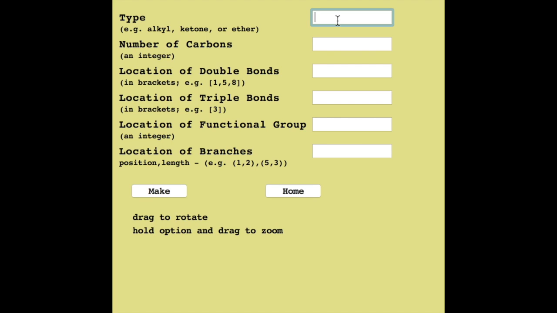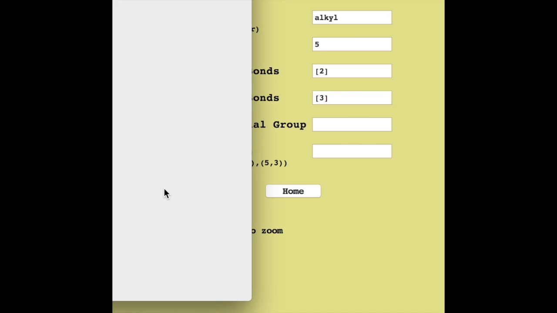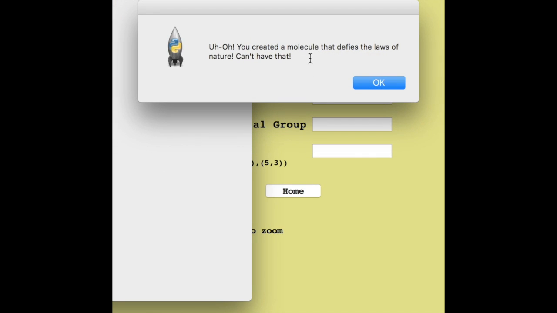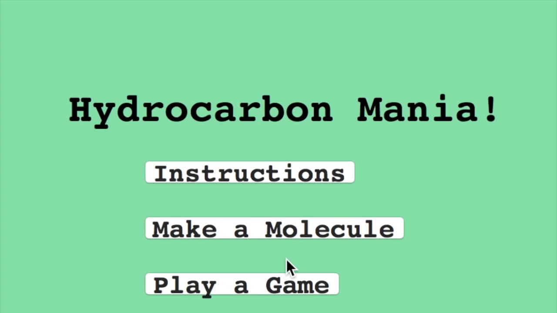And then we're going to see what happens when we try to make a pentyne that just has a double bond of the second and a triple bond of the third, which is actually an illegal molecule because that would have 5 bonds. So you just get this little error message here, and then we go home, and that's the project.